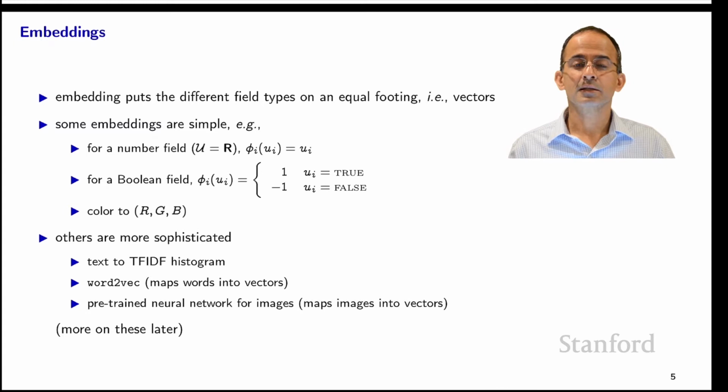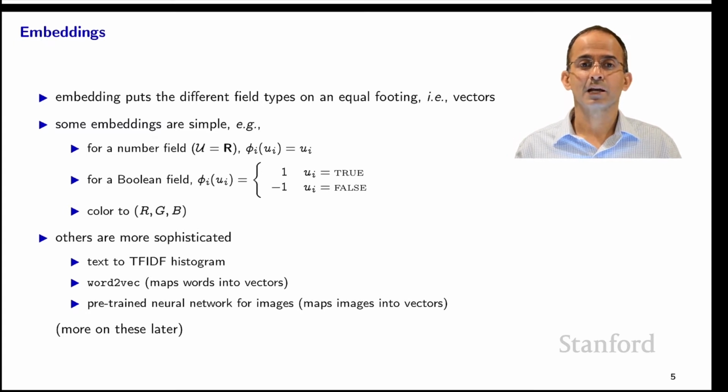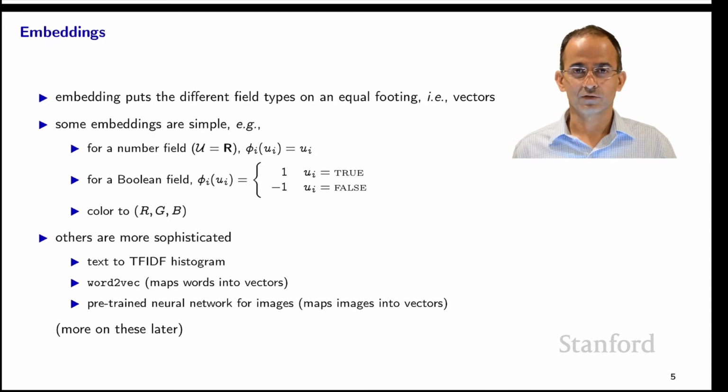Another one is that instead of thinking about an image as a collection of pixels, we use a particular feature map to map the image into vectors. And these are pre-trained neural networks. We will see an example of this very shortly.